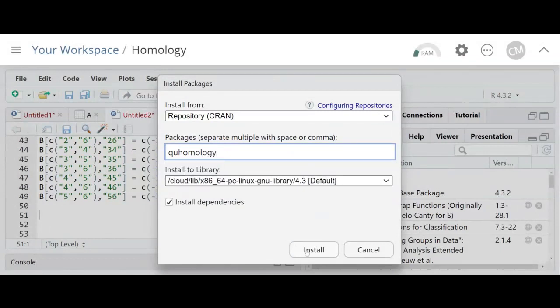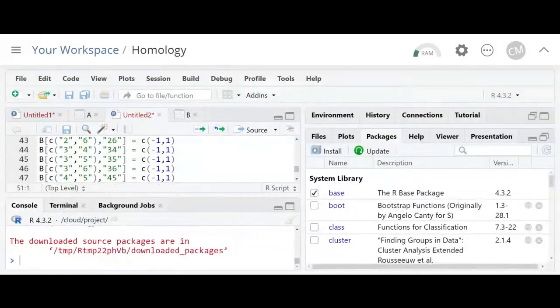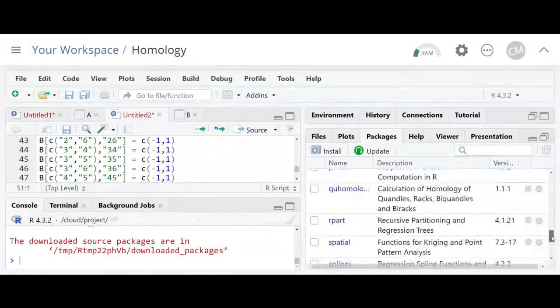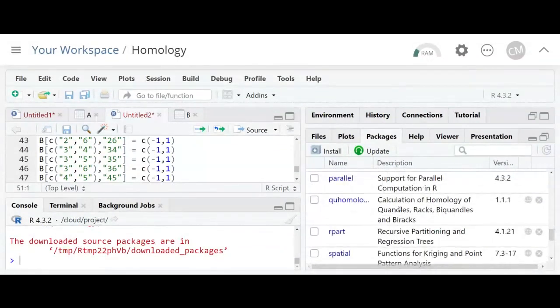It locates it for you, so it's a recognized package. You click install, and after it installs the package, you just have to find the package. You have to load it. So there it is. I actually have no idea what this is.